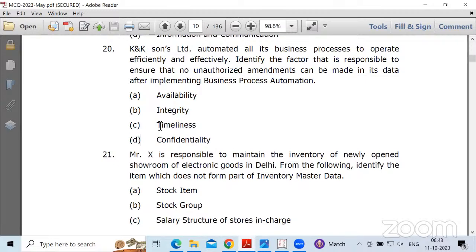So the train should start by 7 o'clock. If the auto or the bus or the car reaches the railway station after 7 o'clock, you will not be able to catch the train. So timeliness. Confidentiality. Information which is not supposed to be disclosed should not be disclosed. So unauthorized disclosure is prohibited. So here, what is the point mentioned here? No unauthorized amendment. So amendment, that is integrity.